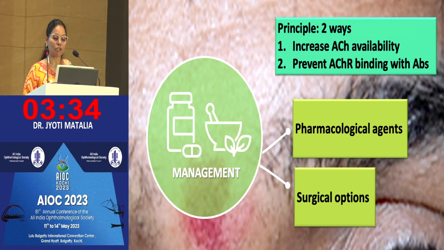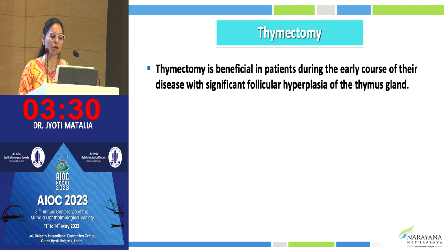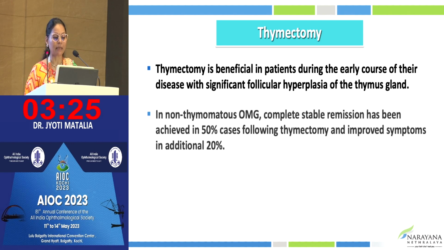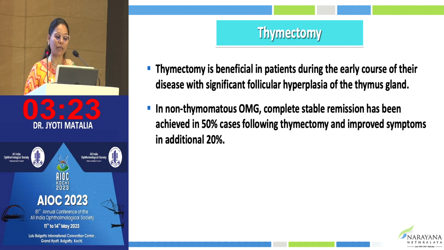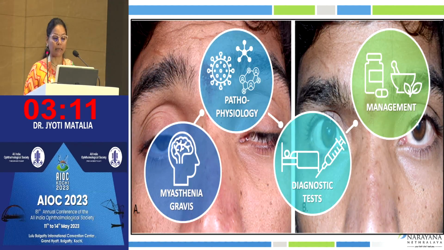Then coming to the surgical options, we can look at thymectomy, which is beneficial in patients during the course of the disease with significant follicular hyperplasia of the thymus gland. But in non-thymomatous ocular cases, complete remission has been achieved in 50% of cases and symptoms improved in 20%. It may be considered in acetylcholine receptor antibody seropositive cases who are not responsive to medical therapy.